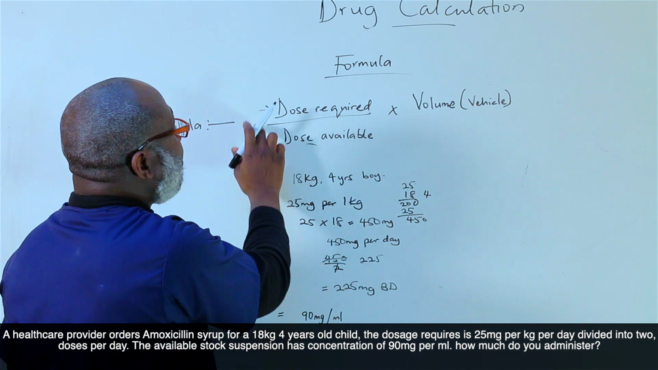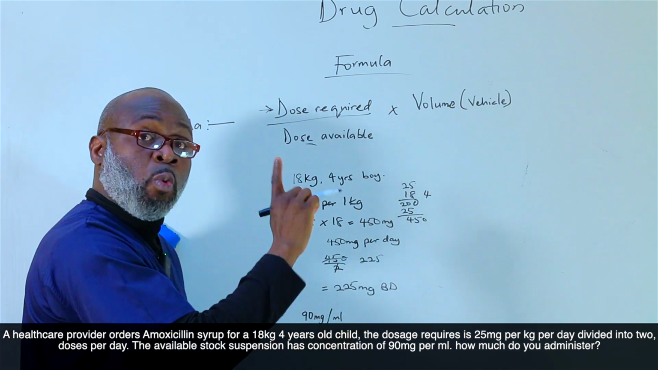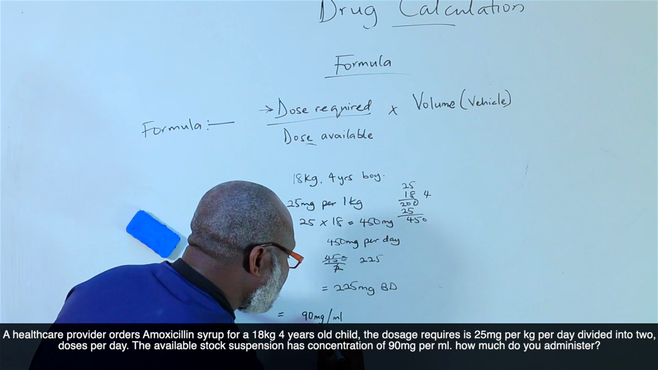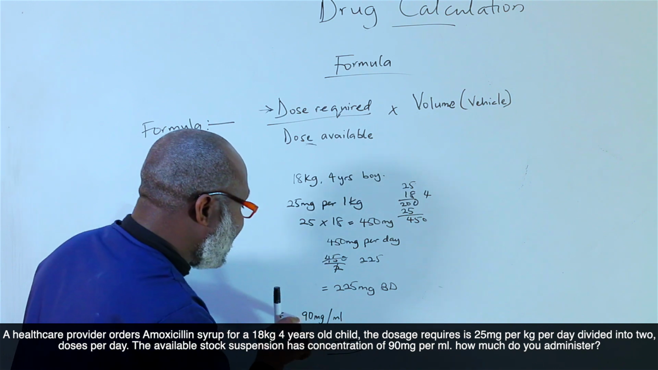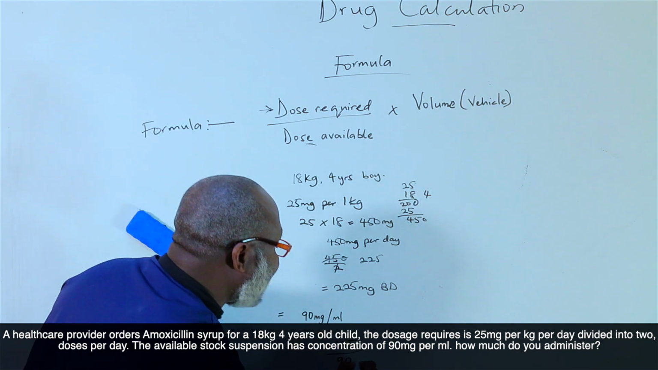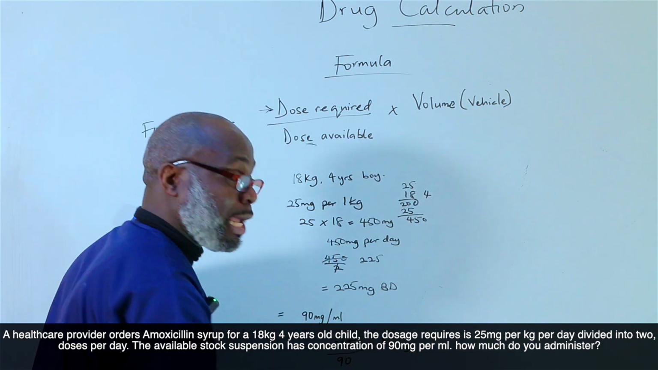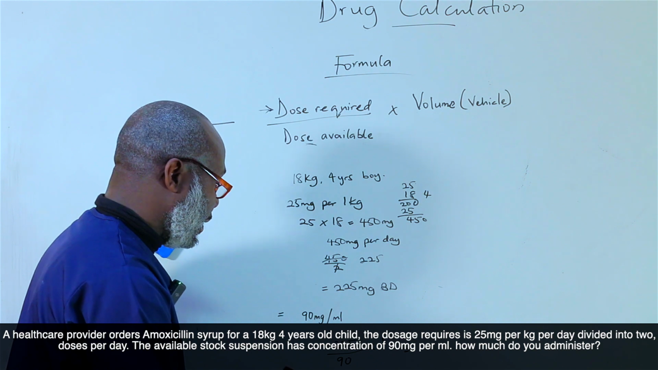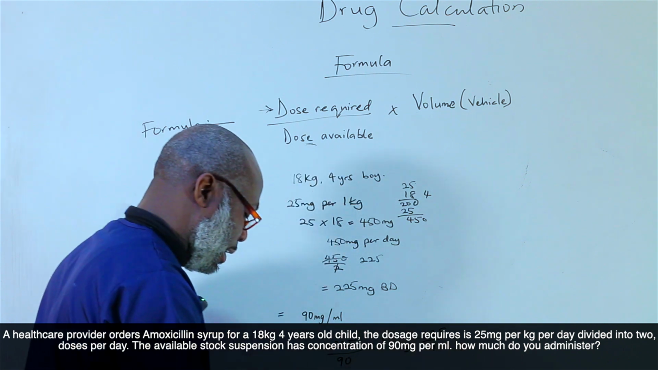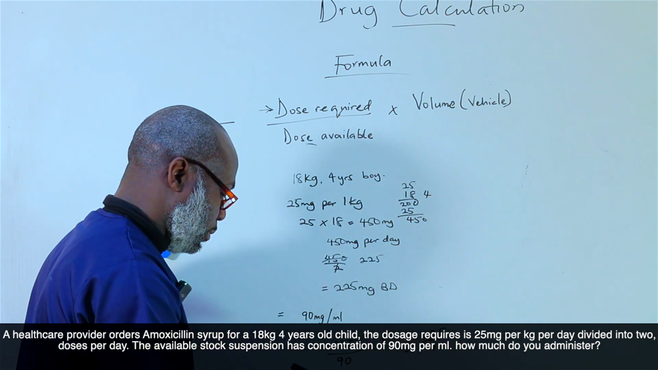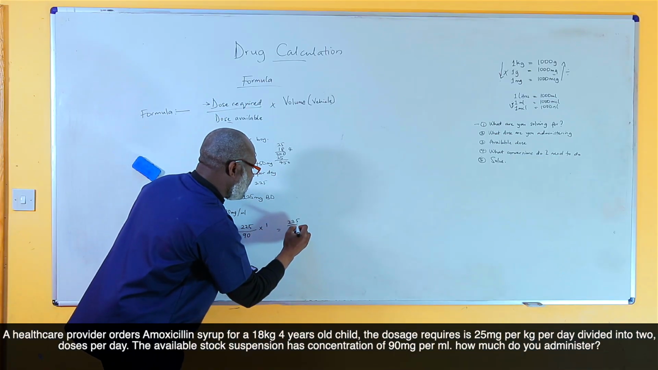So to use this formula, what is the dose required? We need to give this once, 225. What is the dose available? It is available in 90 milligram. Then what is the volume or the vehicle? That is times 1. So if we use calculator to divide that, that is 225 over 90. Let me see. That's 2.5.